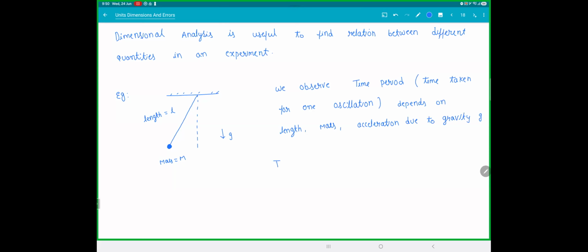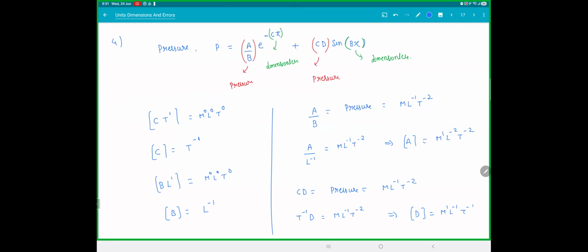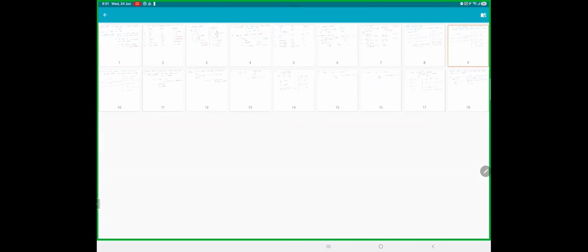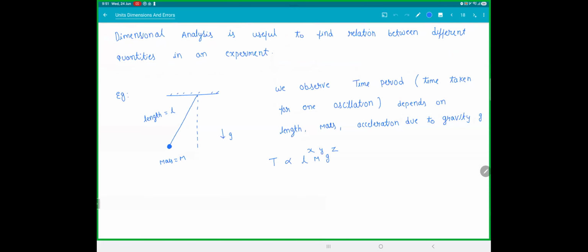So we will start like this. Since it is depending, time is proportional to L power x, M power y, and G power z. Now the best thing is this is exactly like model 2, alternate fundamental quantities. It looks exactly the same. The solution is the same, but there are two different equations. So we use that same method again. On the left-hand side, we have M power 0, L power 0, T power 1.